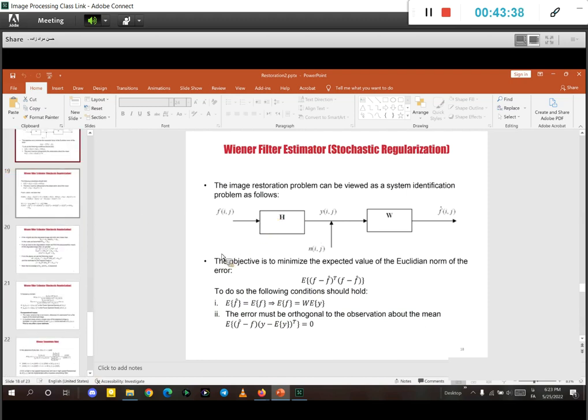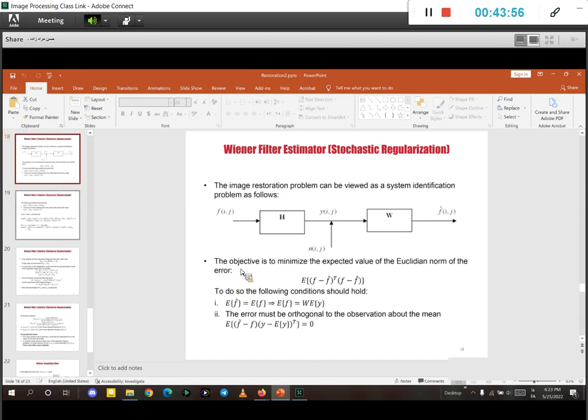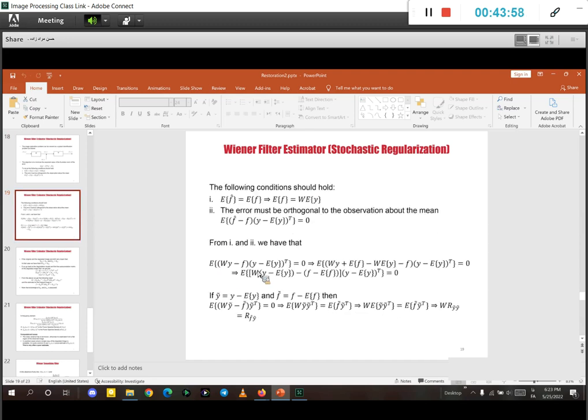We set these two criteria in the last slide. From 1 and 2, we have that the expected value of Wy minus f, dot y minus the expected value of y, transpose, is 0, or should be 0 for a good sense. W is the reverse system, the Wiener filter.